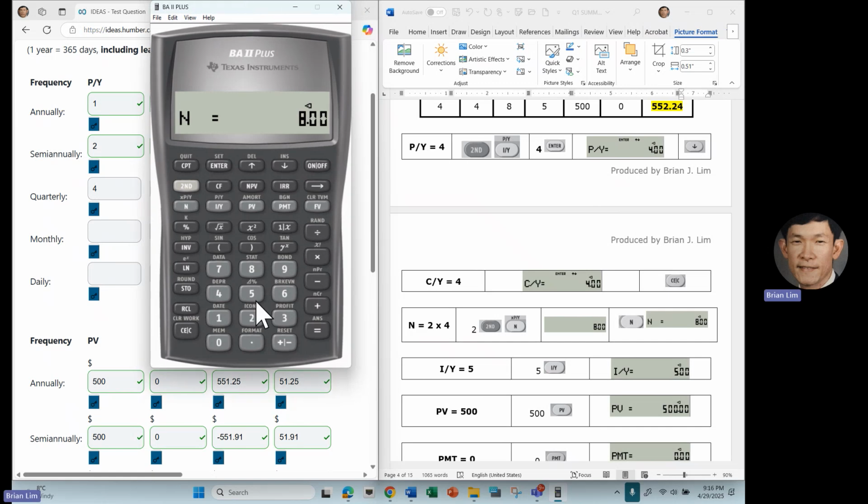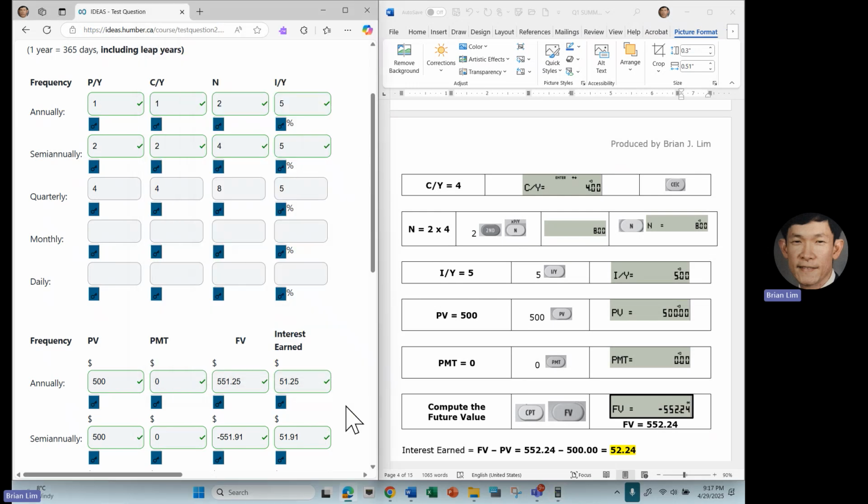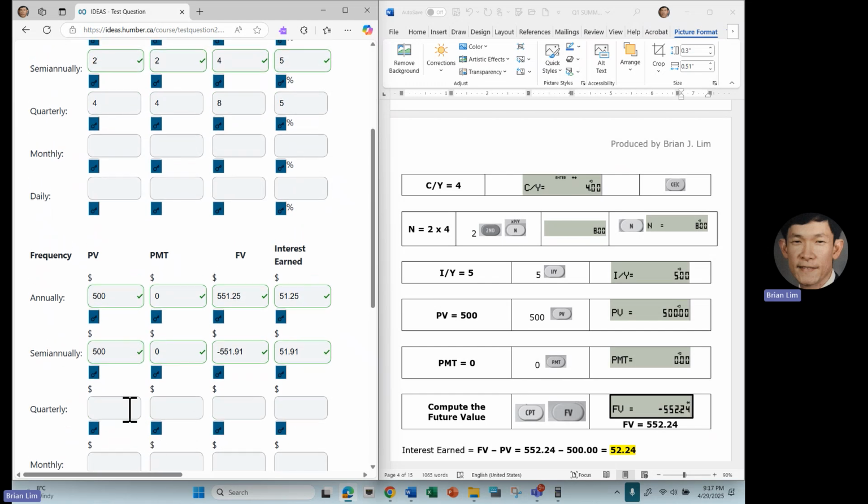Okay, so we can enter it, or if you wish, you can just recall IY to be sure it's 5, or just go on 5 and click IY. And we know that if we come down here, 500 for the present value, 0 for the payment, and then we compute the future value. So we compute the future value, and we get 552.24. So here we complete the quarterly.